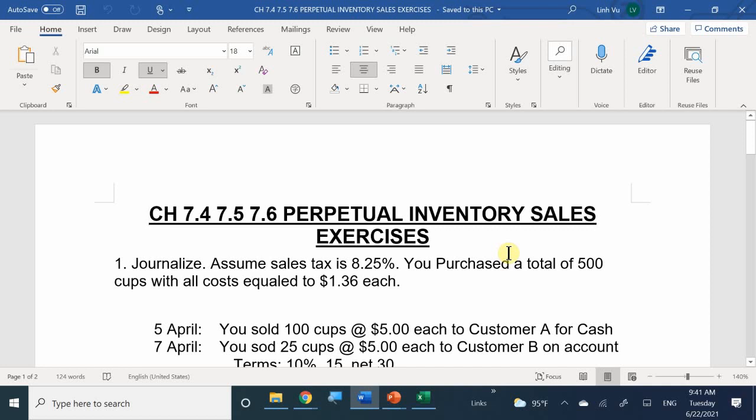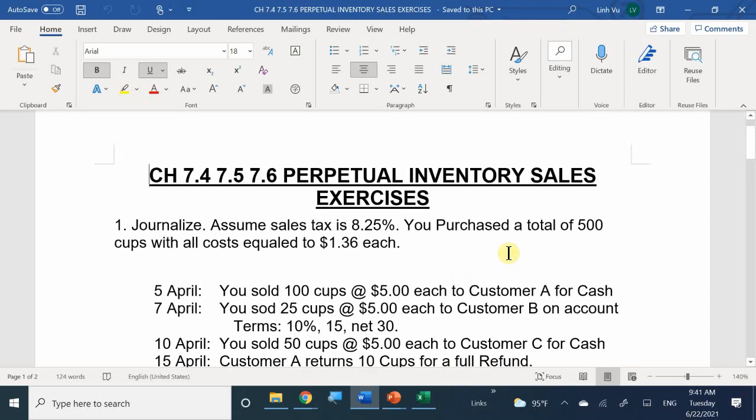So let's go ahead and practice with the chapter 7.4, 7.5, 7.6 exercise. So here we have this that we're going to journalize. Assume that sales tax is 8.25% and you purchased a total of 500 cups, with all costs included, that equal out to $1.36 per cup. So that's what it costs me per item. I'm not going to deal with the inventory today yet. We're going to wait until chapter 8 to see where we calculate that amount. So in this case, I'm telling you that I purchased 500 coffee mugs, or cups, and the cost per item is $1.36 each.